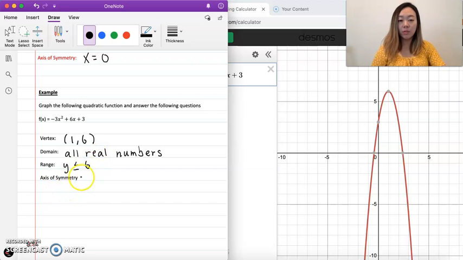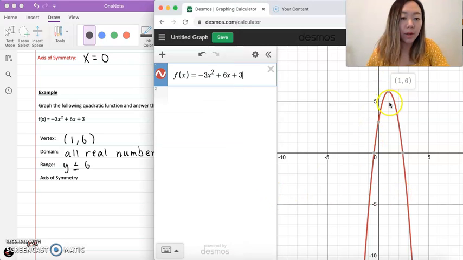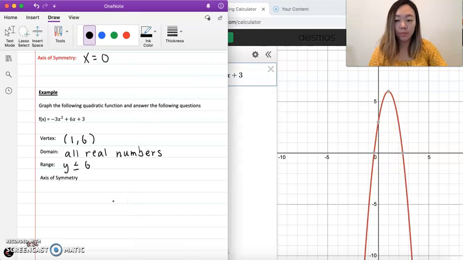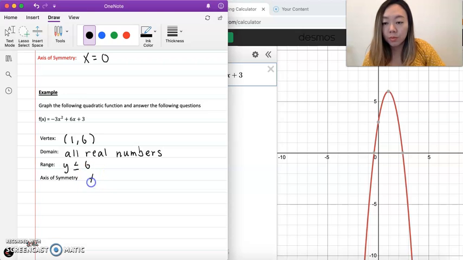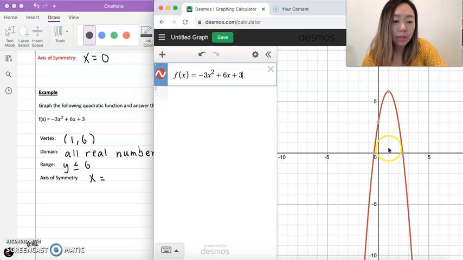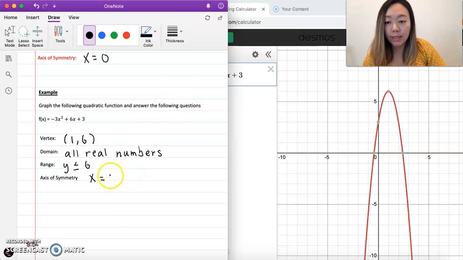And then finally, axis of symmetry, right? That's the line where you could fold your graph in half, and then your graphs would overlap each other perfectly. So in this case, it would be this line right here. And if it's a vertical line, right, up and down, that is always x is equal to what, right? What value is it? So in this case, it would come down here, and over here would be positive 1. So our axis of symmetry is x is equal to positive 1. And then that's it.